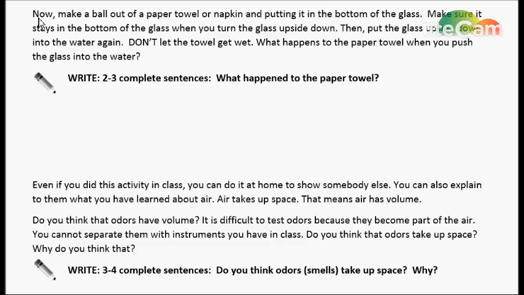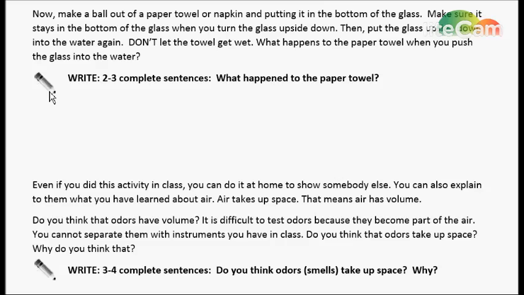Turn your reading over to the back. Now, make a ball out of a paper towel or napkin and put it in the bottom of the glass. Make sure it stays in the bottom of the glass when you turn the glass upside down. Then, put the glass upside down and push it into the water again. Don't let the towel get wet. What happens to the paper towel when you push the glass into the water?